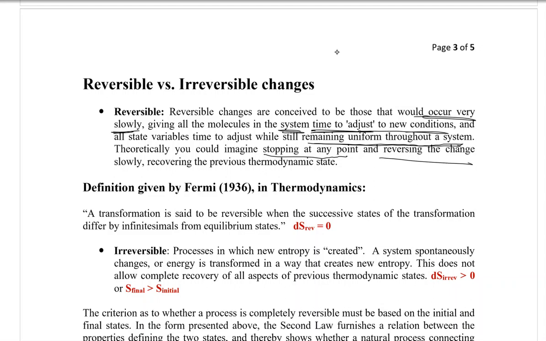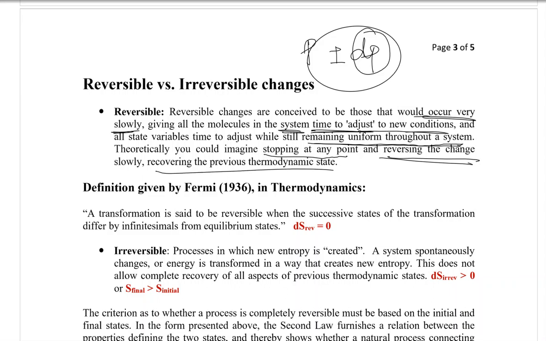You remember we were saying plus or minus dp, p plus or minus dp, and this dp change in the pressure was so small that it was mostly negligible. So theoretically you can imagine we are changing so slowly that we can reverse the change back to the initial state, recovering the previous thermodynamic state.